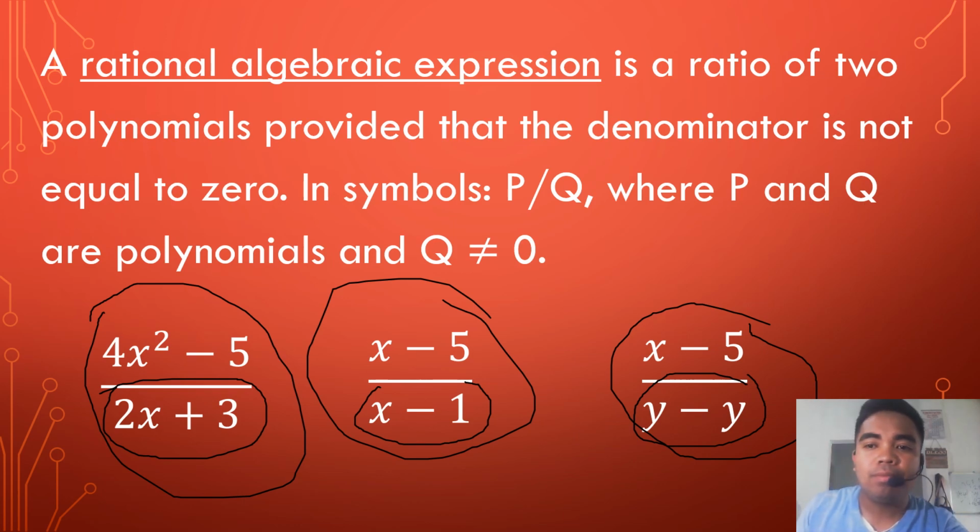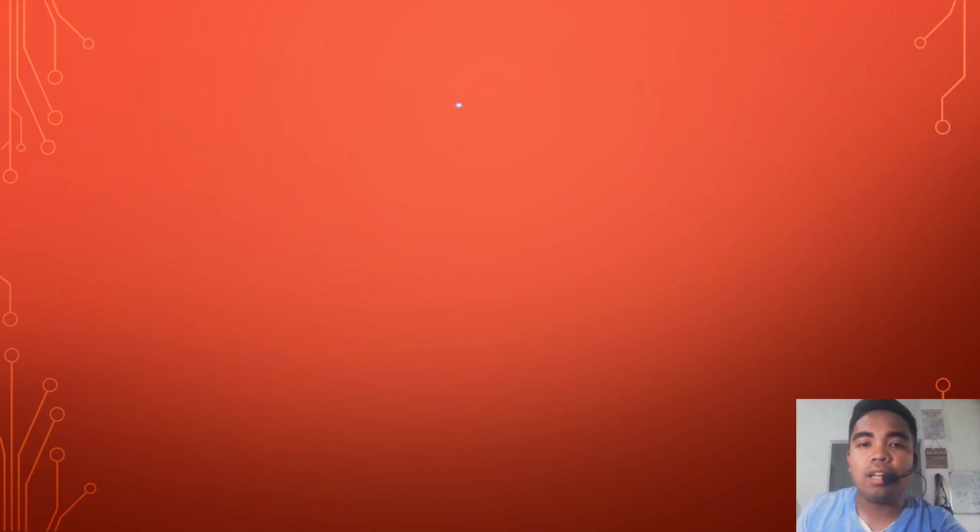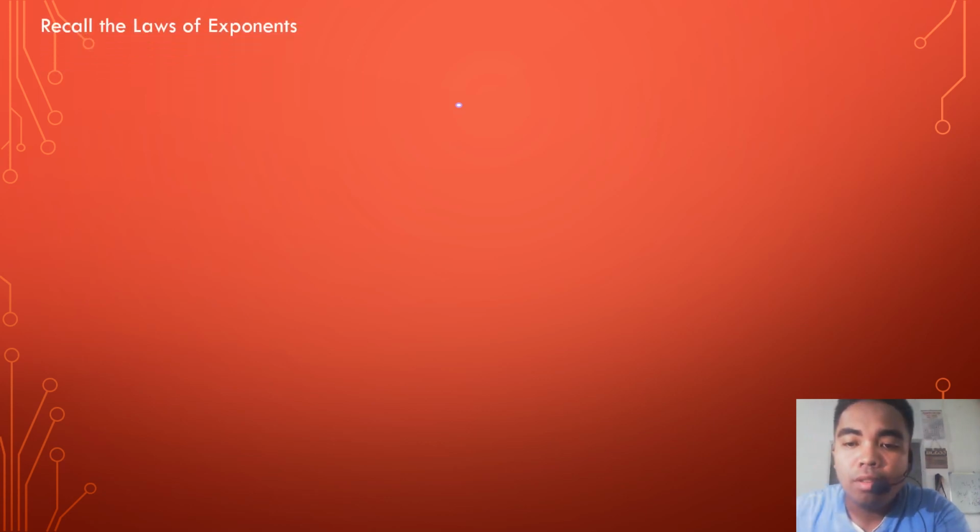Next, punta tayo dito sa, before tayo mag-simplify ng ating rational algebraic expression, recall the laws of exponent. Basically, kakailangan natin ng exponent in simplifying rational algebraic expression. Kasi kung wala tayong knowledge about exponent, mahirap na mag-simplify ng rational algebraic expression. So, we need the laws of exponent.